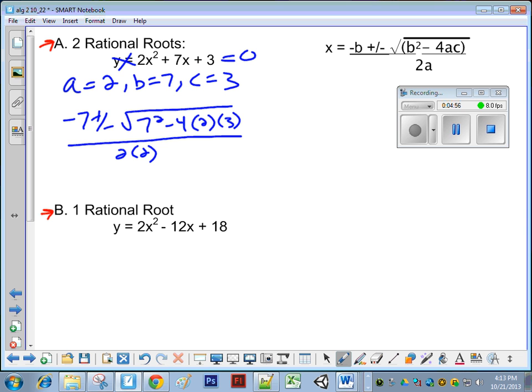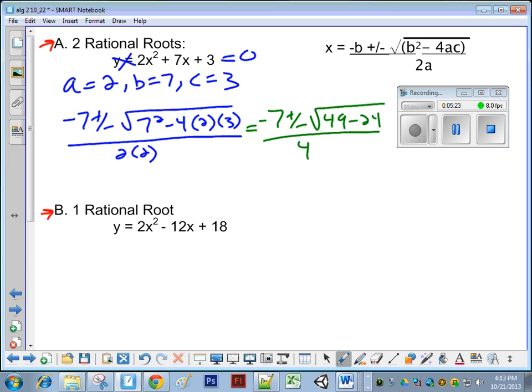Okay? That becomes negative 7. Let me rewrite that slightly, make the colors a little bit different. Negative 7 plus or minus the square root of 49 minus 4 times 2 times 8 is 8 times 3 is 24. So minus 24, all over 4.